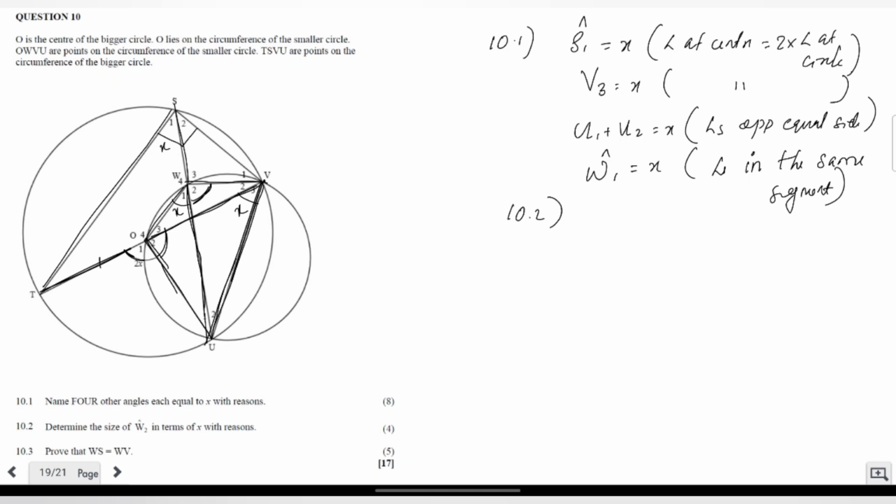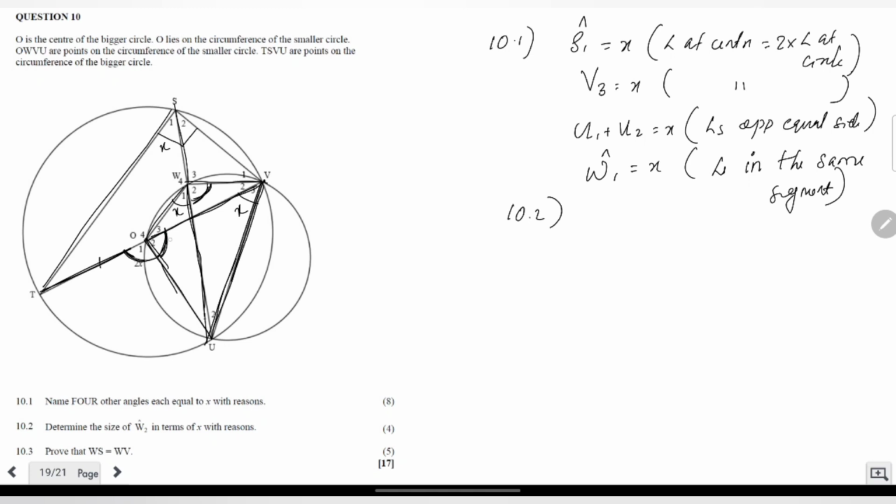If it is a cyclic quadrilateral, look at the sides of the cyclic quadrilateral. All are chords, isn't it? They all are chords. So when it comes to a chord, angles in the same segment. UV is a chord, and those two angles, W2 and O2, are subtended by UV. Is it clear? So O2, can you get it in terms of x?